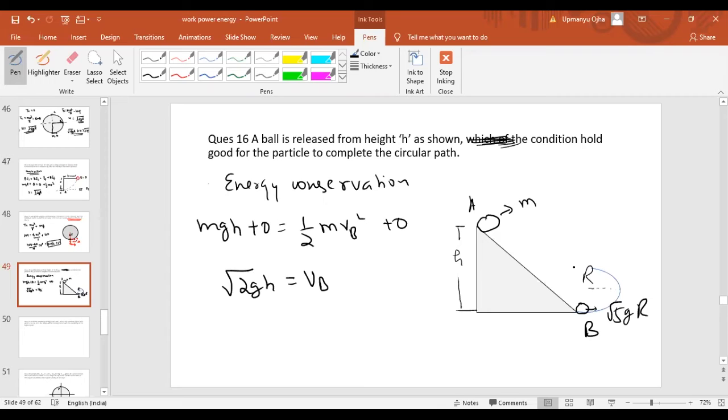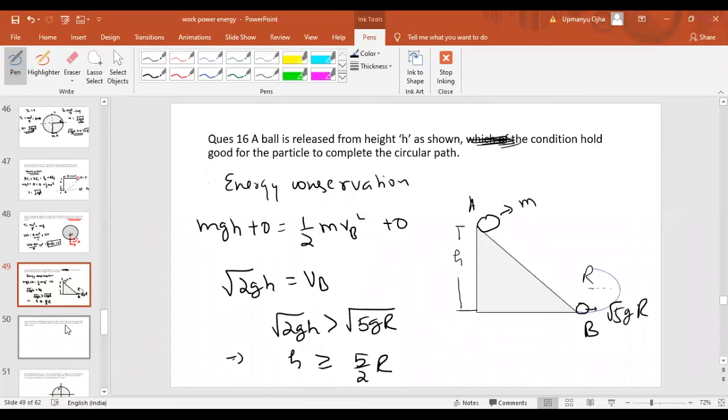Now when can it complete a circular motion? If the velocity with which the ball reaches the ground, root 2gh, is greater than the minimum velocity required for a complete circle, root 5 gr. From here we can say that h should be greater than or equal to 5 by 2 r. So if the height is greater than 5 by 2 r, it will complete the circular motion. That is the condition for complete circular motion.